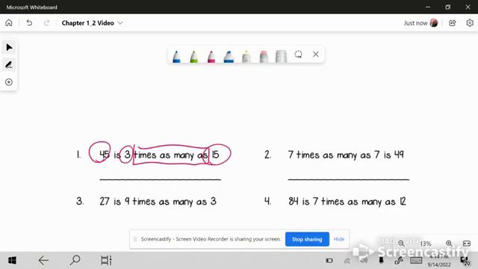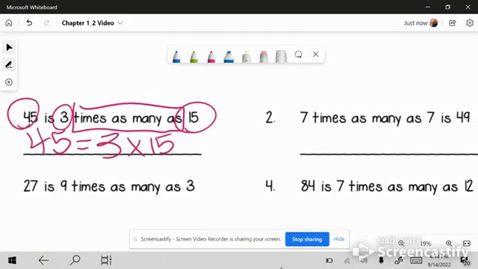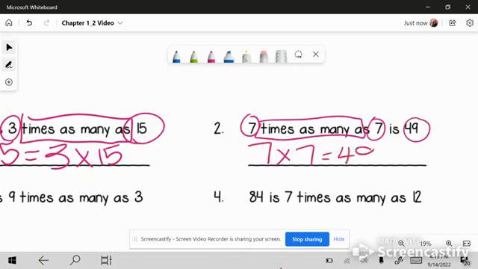So basically, we're going to read this and then change the words into symbols. So 45 is 3 times as many as 15 would be 45, and you replace the "is" with the equal sign. 45 equals 3 times 15. Pretty basic on these. Okay, 7 times as many as 7 is 49. 7 times 7 equals 49.